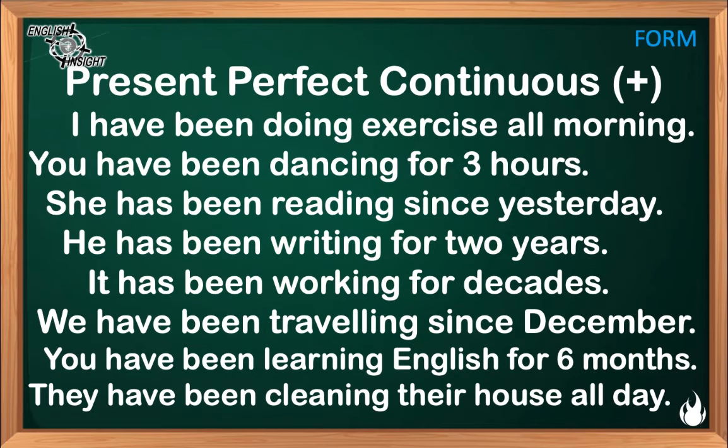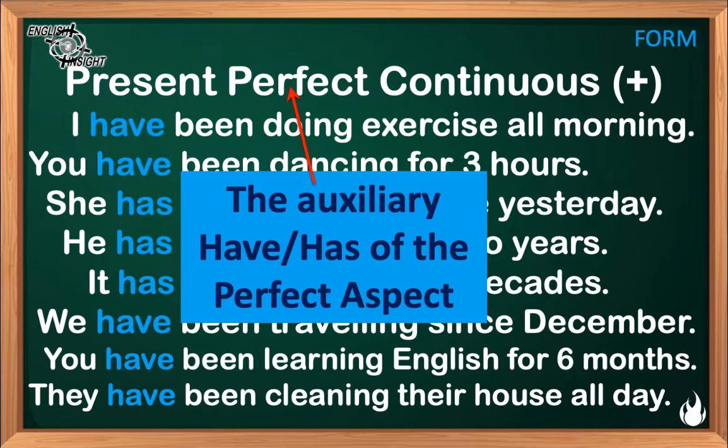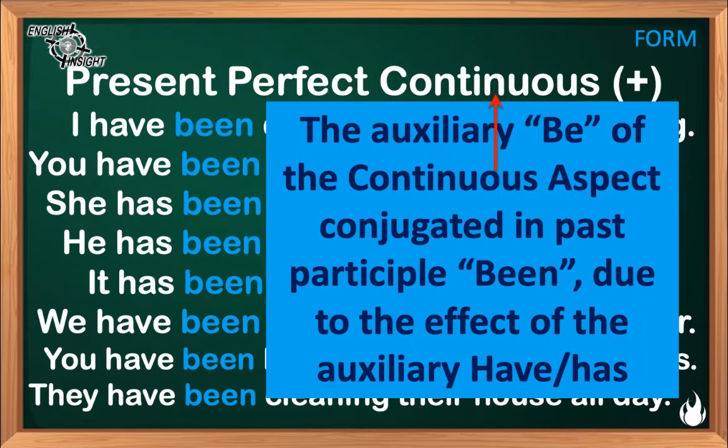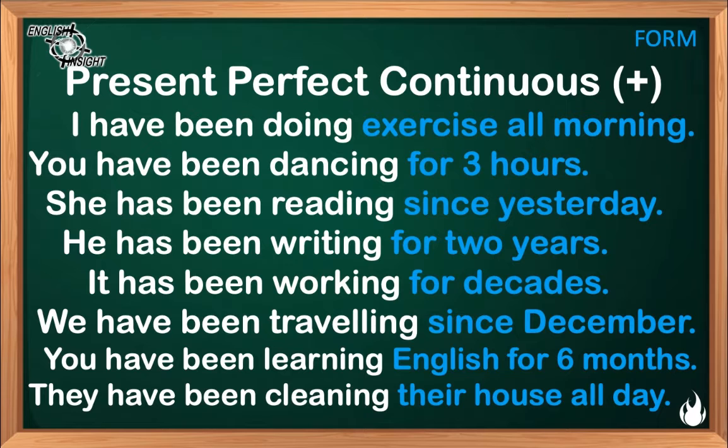Here we have a collection of examples. The very first element is the subject. Then we have the auxiliary have or has for the third person of the perfect aspect. Then the auxiliary be of the continuous aspect conjugated in past participle, been, due to the effect of the auxiliary have or has. The main verb conjugated in present participle, ing, and the rest of the sentence, which may contain time expressions so as to highlight the quantity of time.